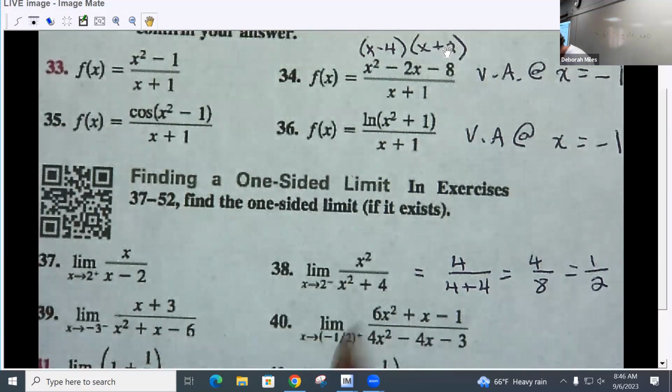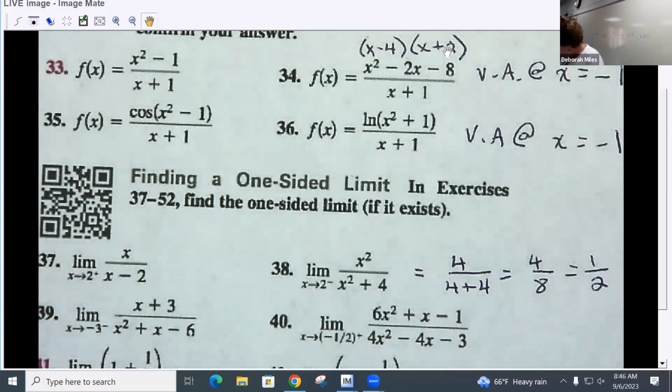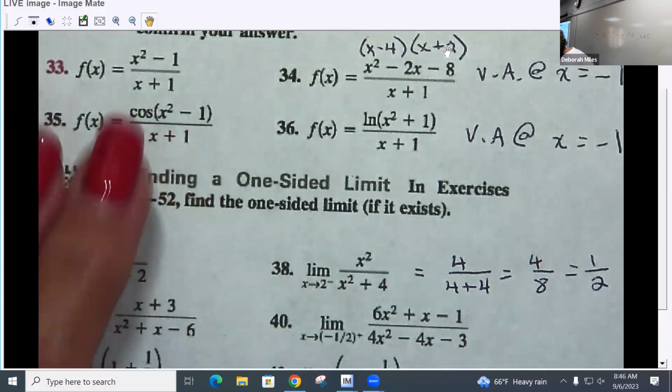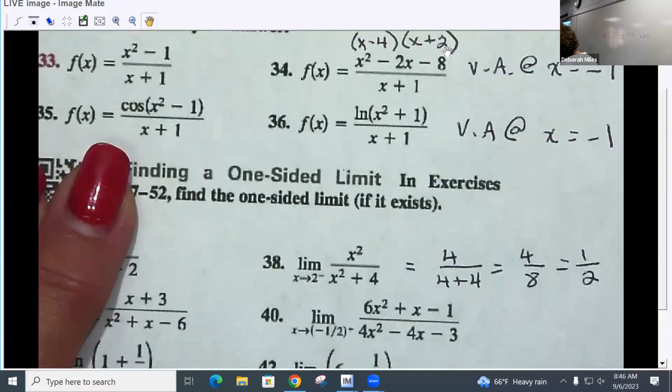A little bit harder to factor. Yeah, I don't want to do that. It just takes a few minutes more to factor. What about 42?